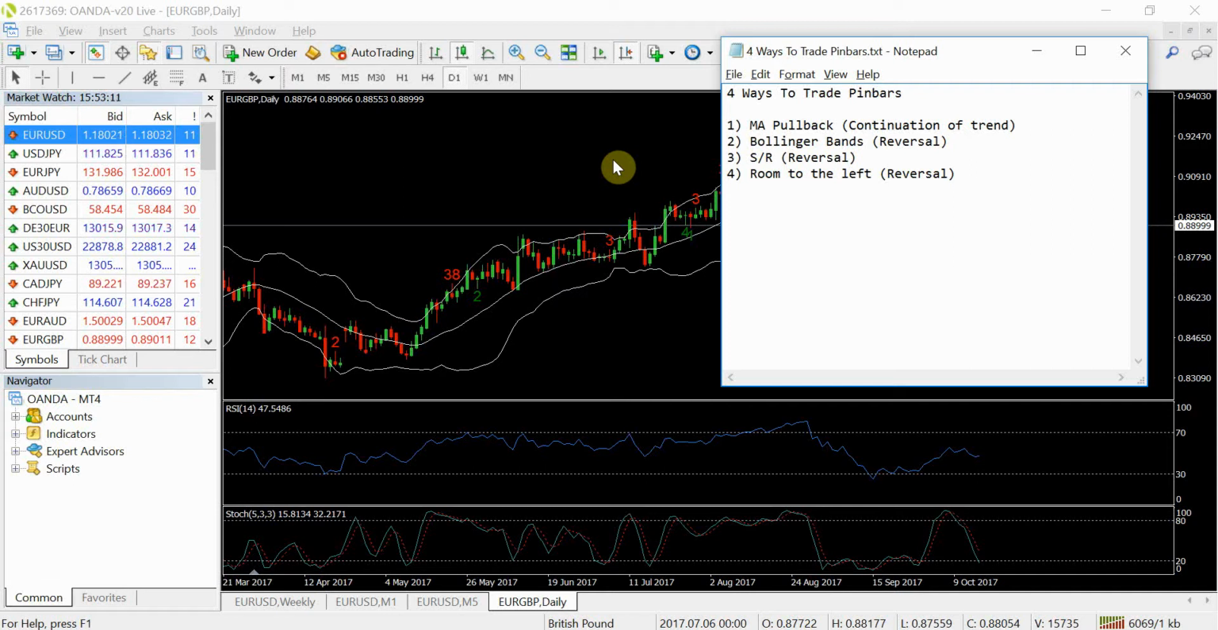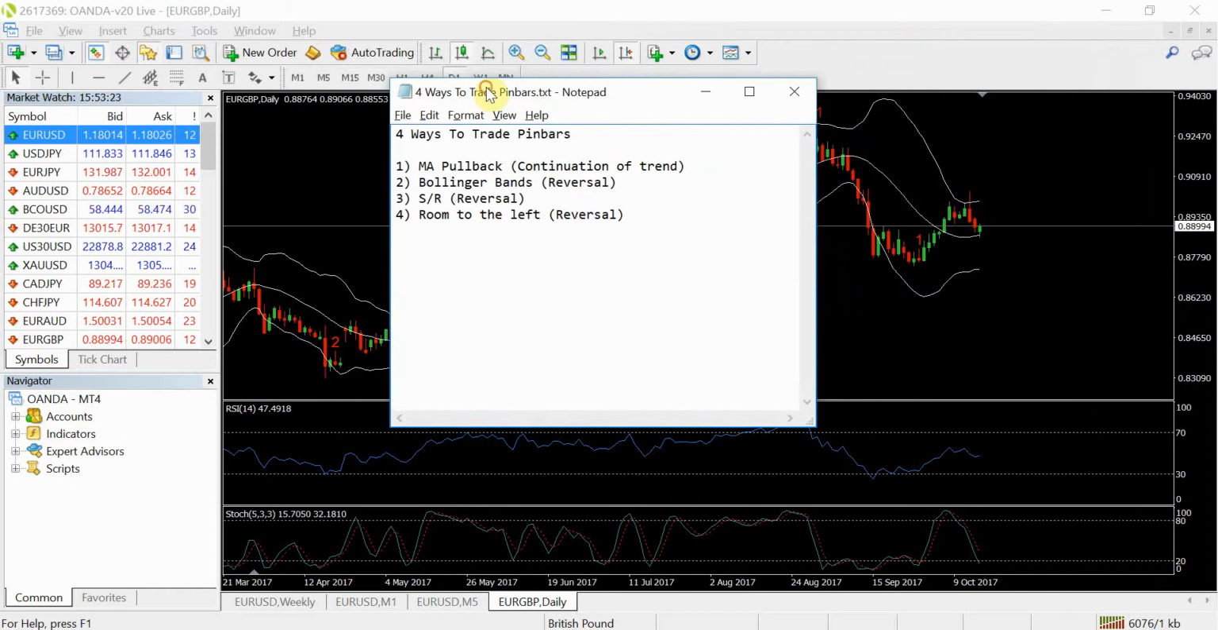Hi guys, Ope here, One Glance Trader, and in today's video I'm going to show you 4 different ways that you can trade pin bars using the price action indicator that I've created. As you can see on my screen, this notepad file, I'm going to talk about 4 different ways that you can use to trade pin bars.